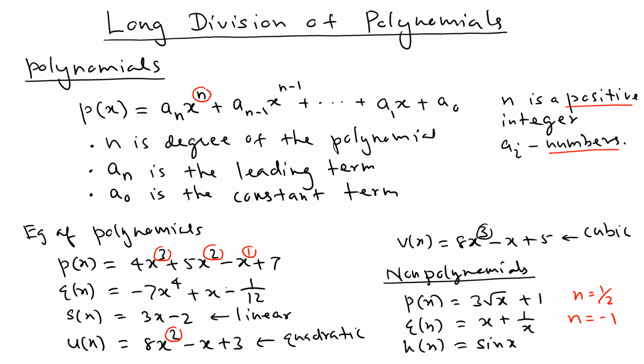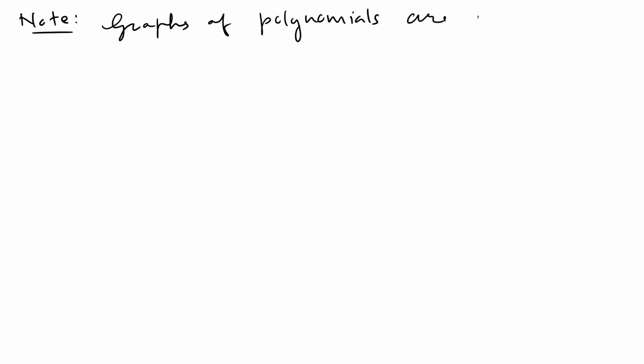Now there are some nice facts about polynomials, so let's talk about that. If we have a polynomial, the graphs of polynomials are continuous functions. So that means we can just say a polynomial is a continuous function, but if you look at the graph, it's continuous, and these functions are also differentiable.